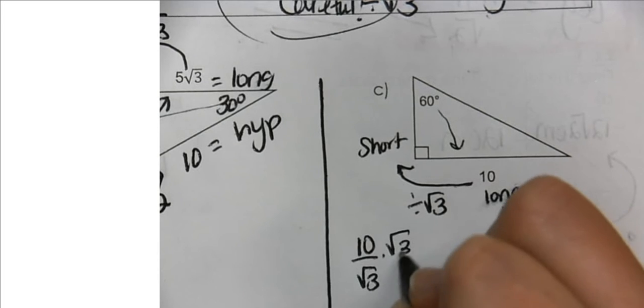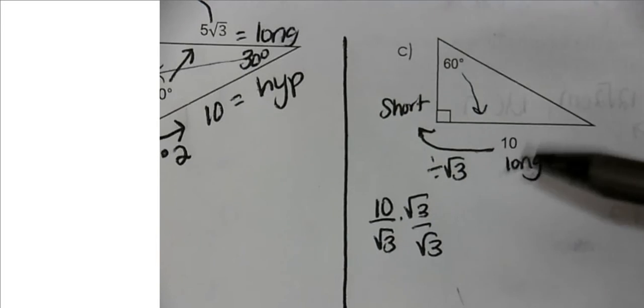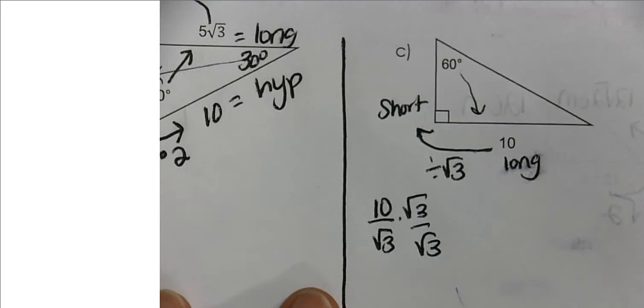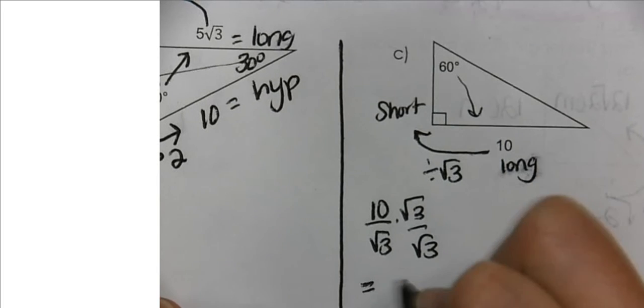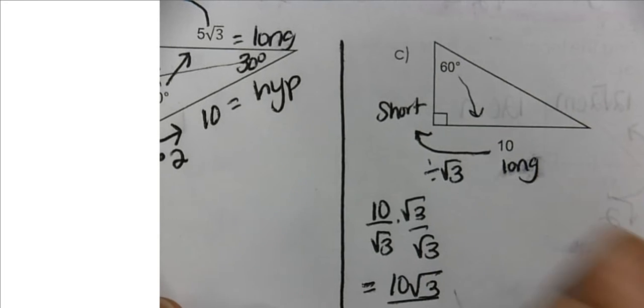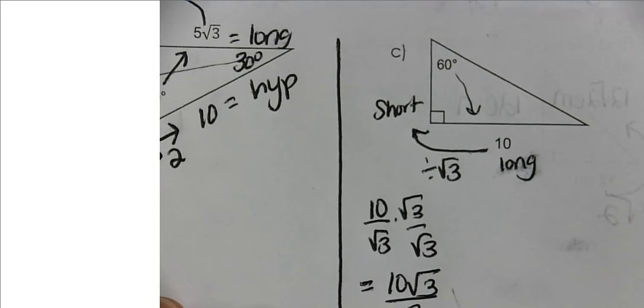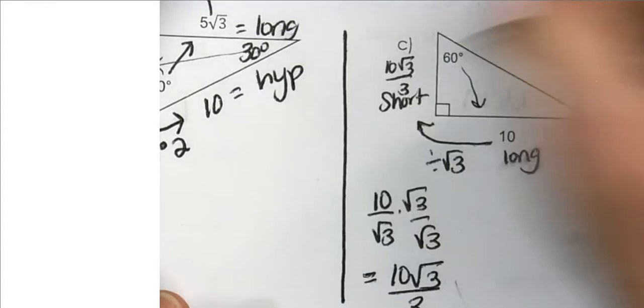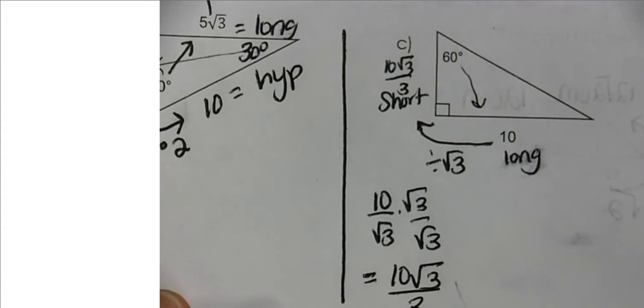And now I have a root in my bottom, which I need to rationalize by multiplying both the numerator and the denominator by the square root of 3. This becomes 10 square roots of 3 over 3 using that shortcut I previously discussed. And now I'm going to write 10 square roots of 3 over 3. There's nothing to simplify here, and that's simply my short leg.